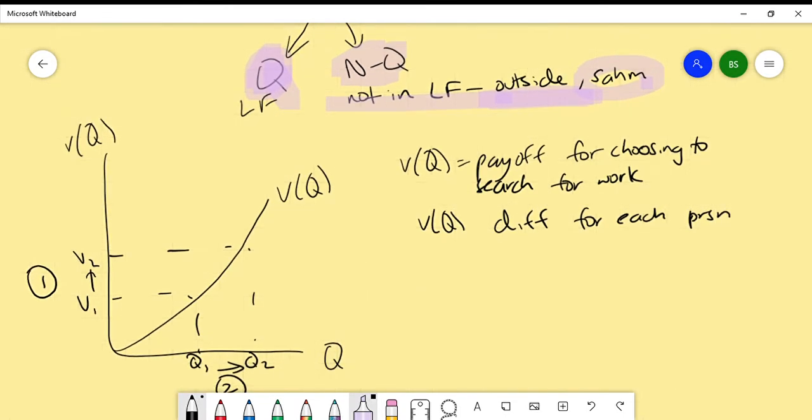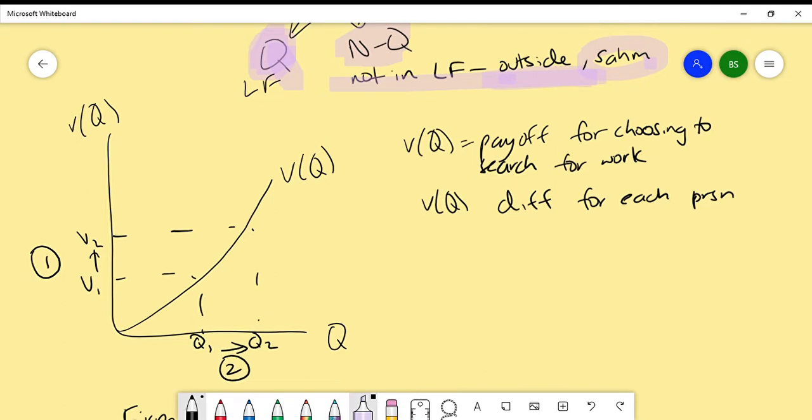Next, we have a basic curve to demonstrate the idea of why people work. We have this chart with Q at the bottom, and V as a function of Q, where V means value, the value of being in the labor force, of being a part of Q. It's the payoff for choosing to search for work, and this V(Q) is different for each person. I guess it's the value that you get from searching for work, so it's different for each person.